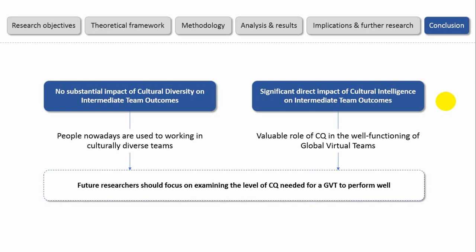The second one is that cultural intelligence proved to have quite a significant positive direct impact on the five intermediate team outcomes, which means that cultural intelligence has a very valuable role in the well-functioning and good performance of global virtual teams. So therefore, our main suggestion and conclusion of our paper is that future researchers should focus on examining more the level of CQ needed for a global virtual team to perform well.